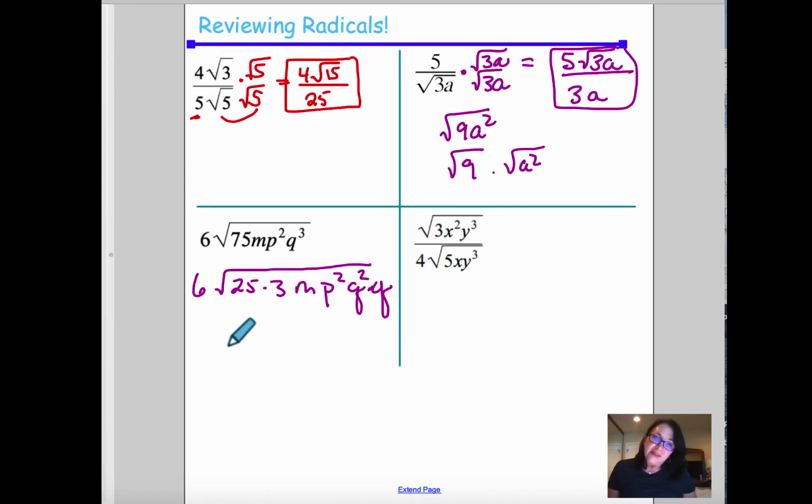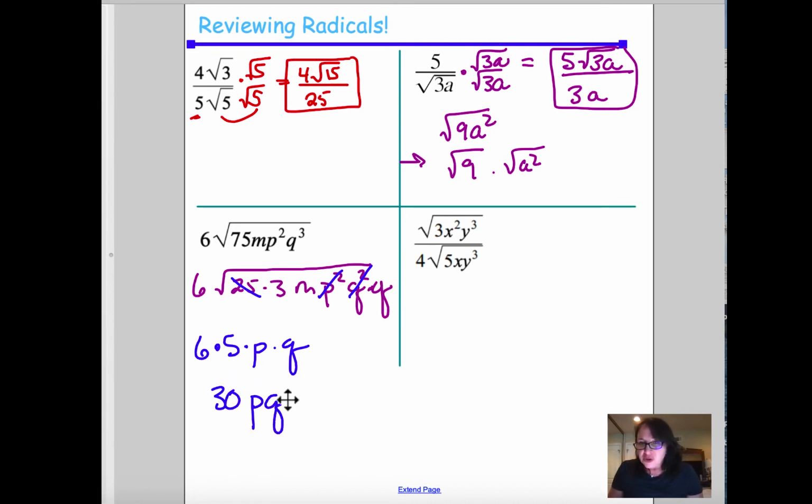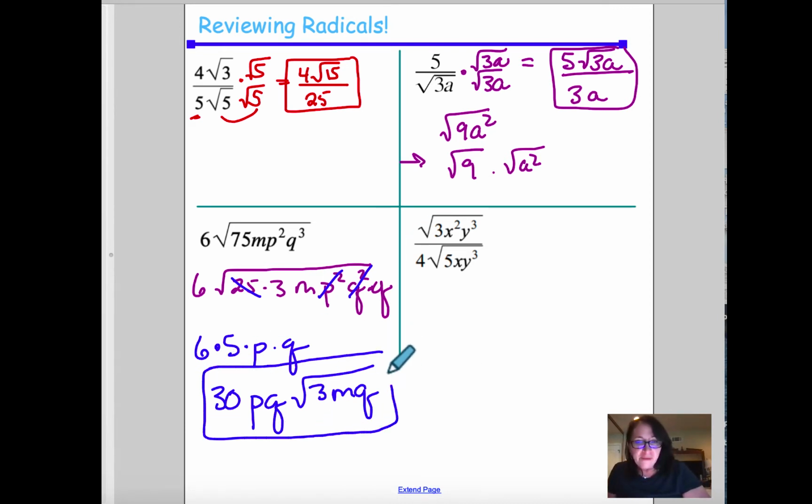And so when I'm pulling things out, of course, I can split them up like I did here, but what I also can do is just cross them out as I pull them out of the root. So it's going to be 6 times, this 25 is going to be a 5, 3 stays, M stays. P squared is going to be times P. Q squared will be times Q. And then you've got this Q left. And so this is going to be 30PQ times the square root of 3 times M times Q, and that's all going to be inside like that. And then you're done. You just box that up. You didn't solve anything. It's just an expression.